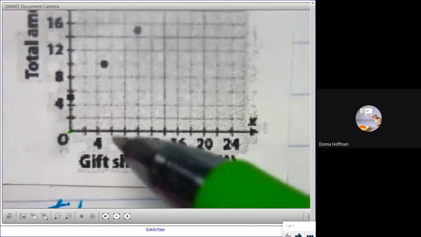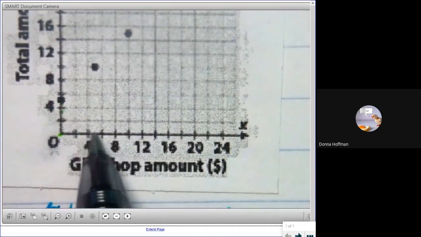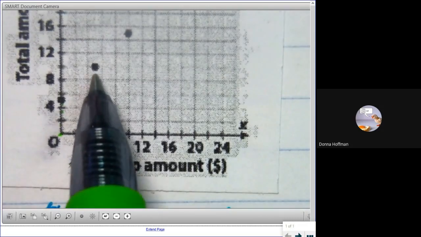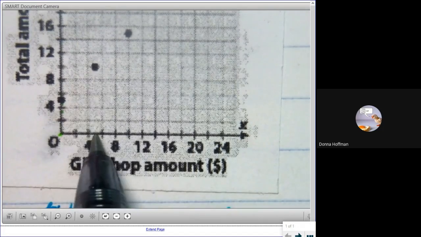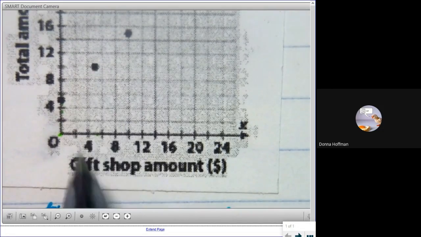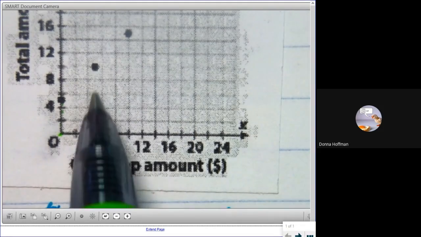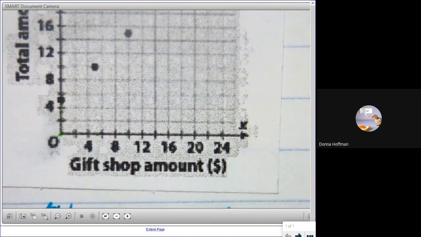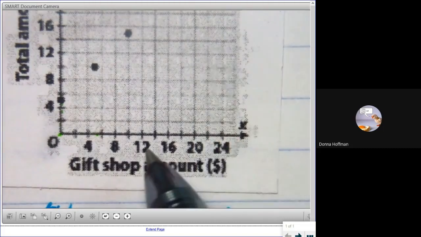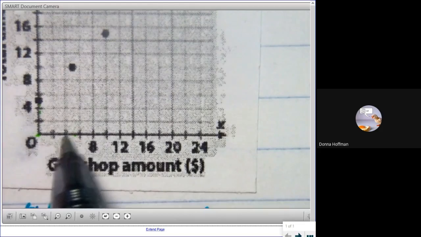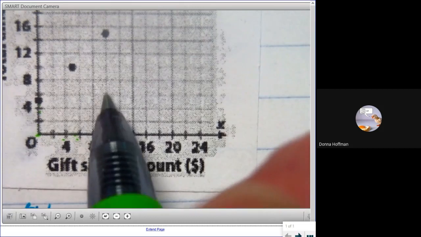My next point is halfway between 4 and 6, so it's 5. If I travel all the way up, there's 8, 9, 10. So it's 5, 10. Then my third point: I have to find out where it is. 2, 4, 6, 8, 10. It's on the 10 line, and I'm going to climb all the way up: 12, 13, 14, and 15.